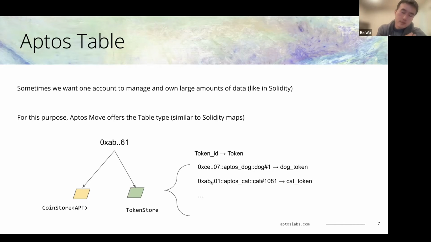On the contrary, if you use a vector or a simple map data structure on Aptos, all the storage is a continuous segment, so you have to read and write the entire blob at the same time.